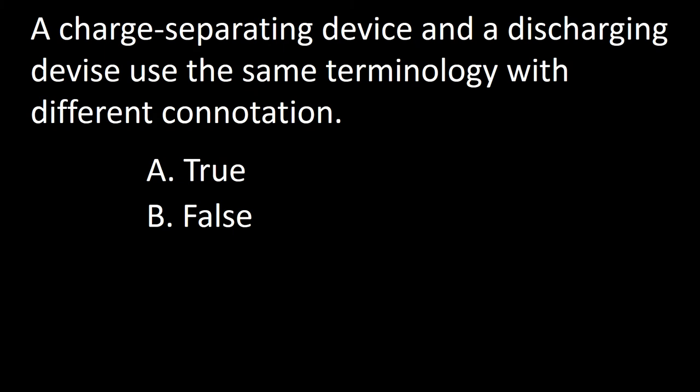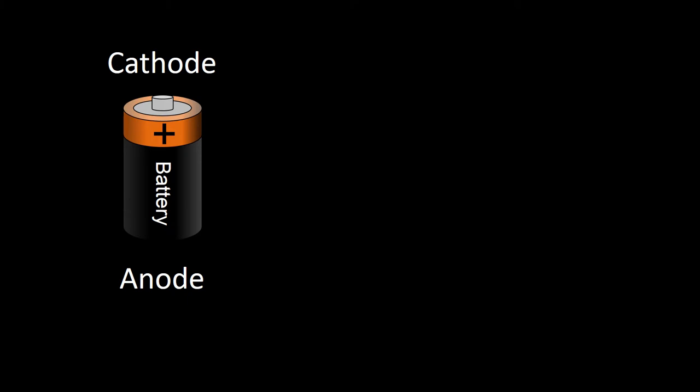A charge separating device and a discharging device use the same terminology with different connotation, A true, B false. A battery is a charge separating device. It stores electric energy by separating cations, that is positive charge ions, presented by the white circle with the blue positive sign in this frame, and anions, that is negatively charged ions, represented by circles with a red negative sign. Notice that the terminal of the battery that contains an excess of cation, the positive terminal, is the cathode, as we previously mentioned. The other terminal containing an excess of anion, that is the negative terminal, is called an anode.